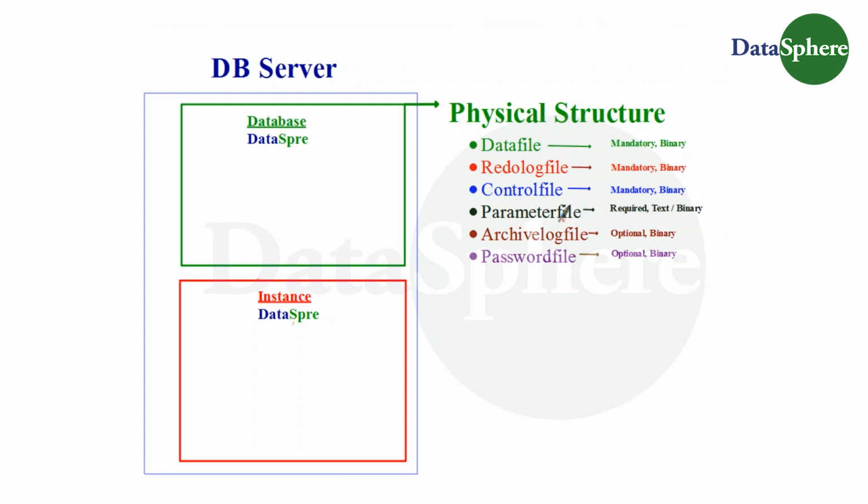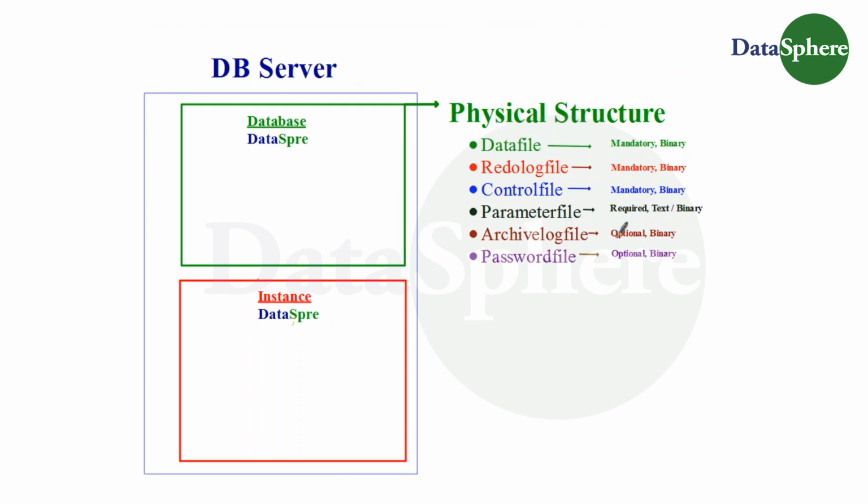One is the parameter file. We need an instance. How to initialize that instance, with which memory structures, and which background processes should be started, we define in the parameter file. What instance structure the database needs, we define in the parameter file. It is required, not mandatory. We have a text file and a binary file. We'll discuss more about each of them later.